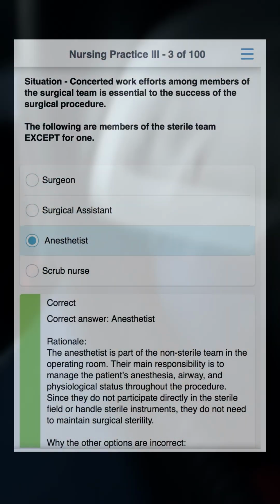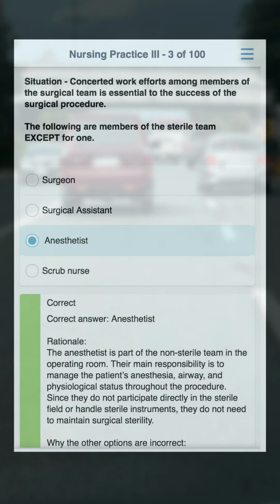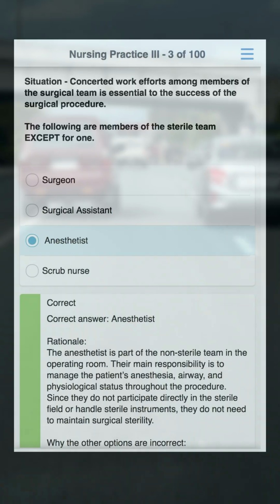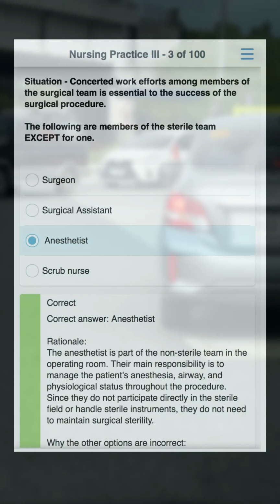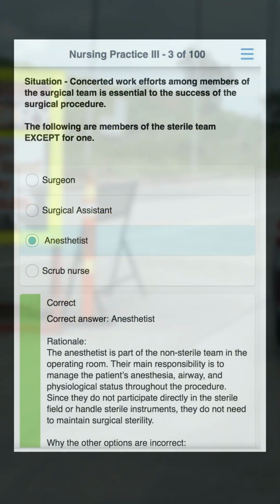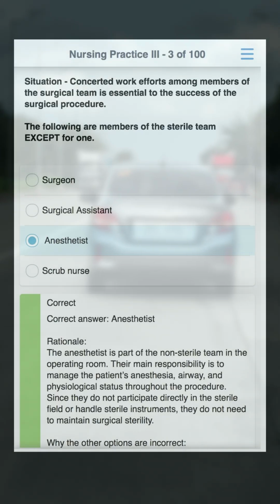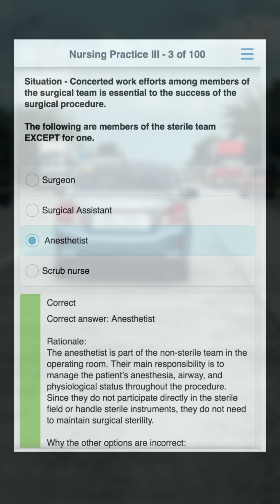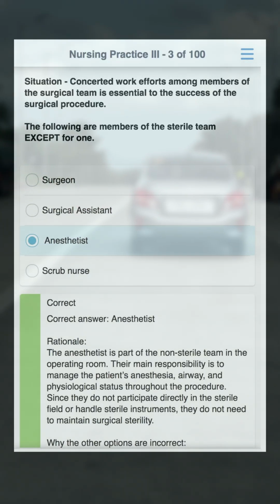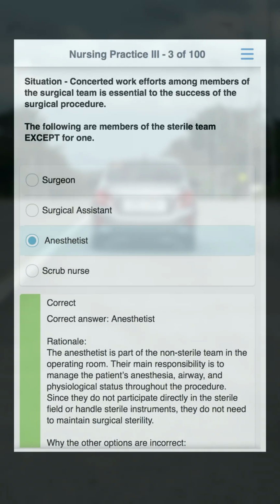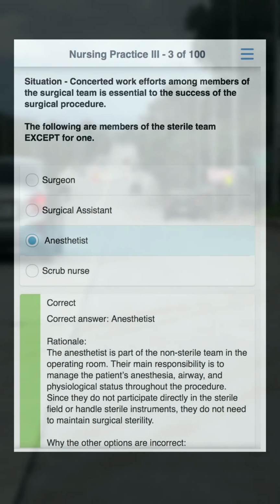Also outside the sterile field is the circulating nurse. The circulating nurse is responsible for activities such as obtaining additional supplies, coordinating activities inside and outside the operating room, documenting important information, and helping maintain patient safety. The circulating nurse is not sterile. So, a simple way to remember this is the sterile team works directly inside the sterile field. The non-sterile team works outside the sterile field but supports the entire surgical procedure.